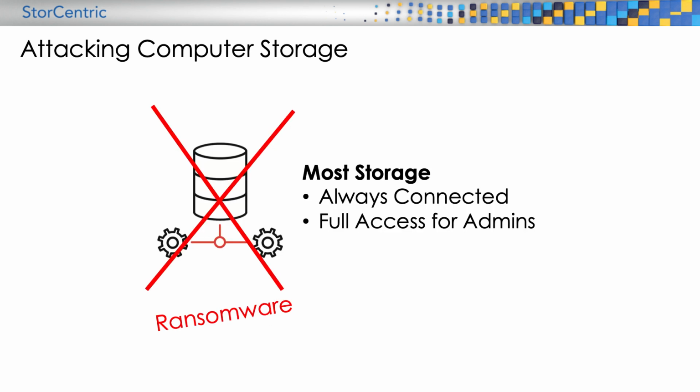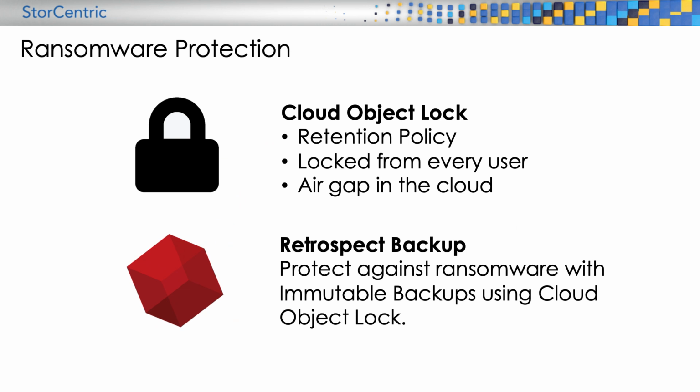The problem for companies is that their storage is always connected with full access for administrators. When ransomware gets the administrative credentials, it has full access too. The storage doesn't have a policy to say no one, not even the administrator, can change this file for a set amount of time. Cloud Object Lock does just that.